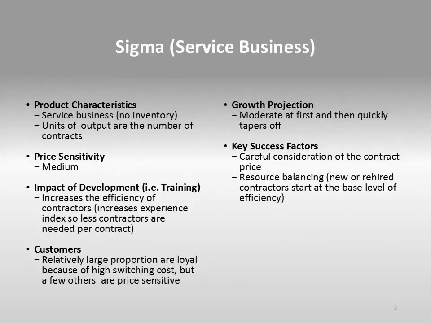Sigma is a service business. Unlike the other 3 products, you're not producing a product, so you don't have inventory, but your main job is to balance the people, the headcount, with the amount of work that you hope that they can do. So you hire contractors to fulfill contracts.